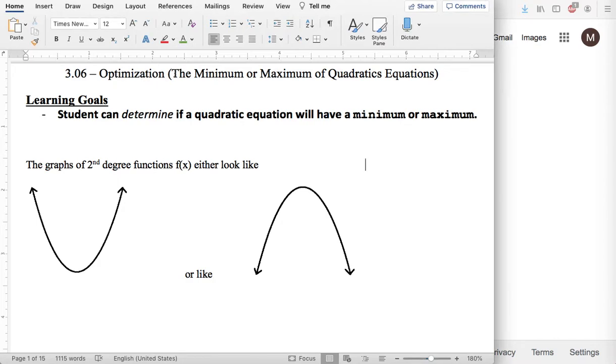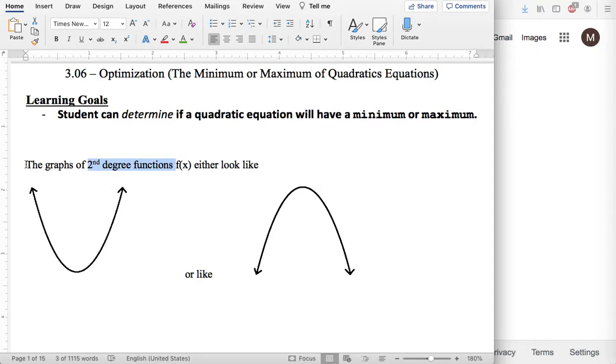This video is on the minimum and maximum of quadratic equations. So first, let's remind ourselves what this word means, quadratic equations. Quadratic equations are polynomials of degree 2. That means the biggest exponent on the variable is 2.